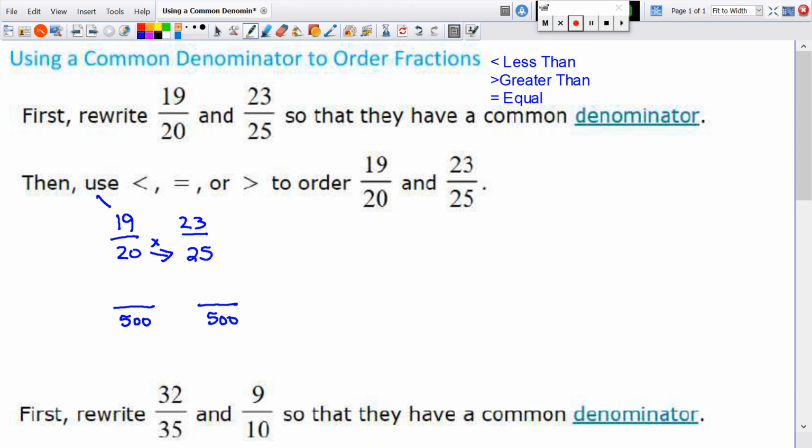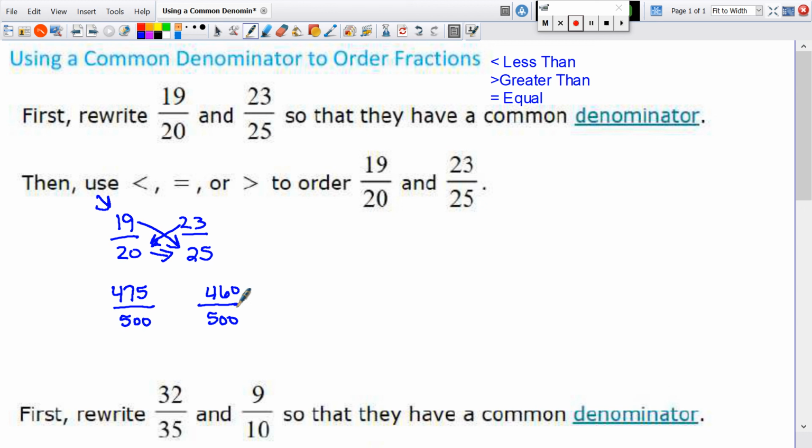Now it's very important that you start with what I'm about to show you. You start with the left-hand corner. So you're going to multiply. 19 times 25 is 475. And then go the other direction. 23 times 20 is 460.